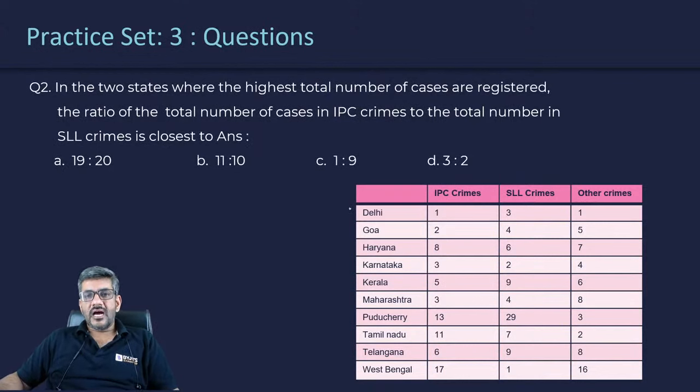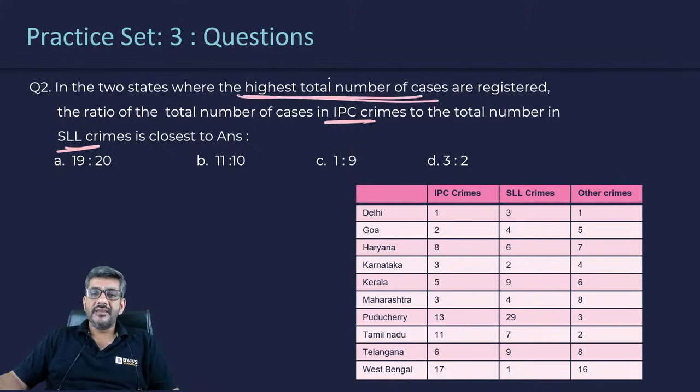In the two states where the highest total number of cases are registered, the ratio of the total number of cases in IPC crimes to the total number in SLL crimes is closest to the answer which one? Total number of IPC to the total number of SLL. Now I need the graph, right? So what are the states with the highest total number of cases? First of all, the highest total number of cases are there in West Bengal, if you guys remember. It has all SLL crimes, that is 520. The second largest of course would be Delhi.